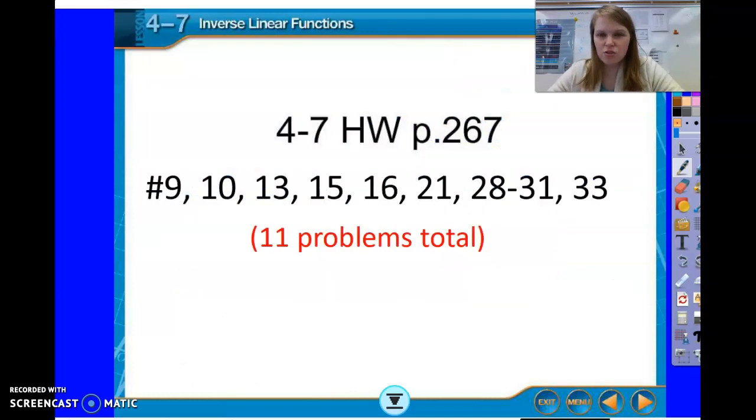I'm going to go ahead and show you the homework problems. And there should be 11 problems total, so this is 28 through 31, 28, 29, 30, 31. It's matching problems, so I wanted to do a full set of 4 here. Okay, let me know if you have questions.